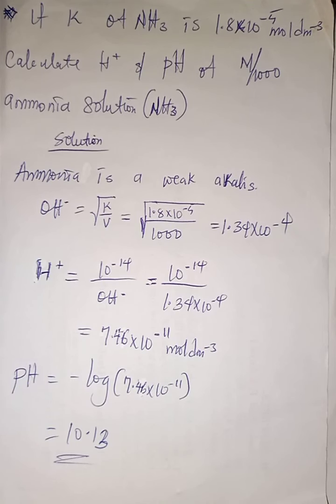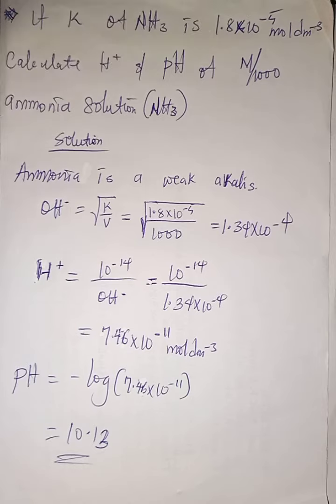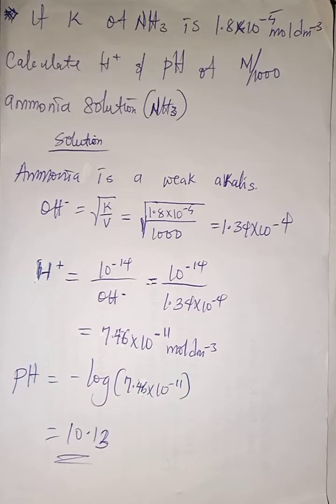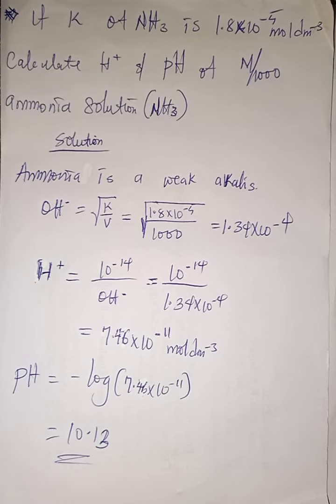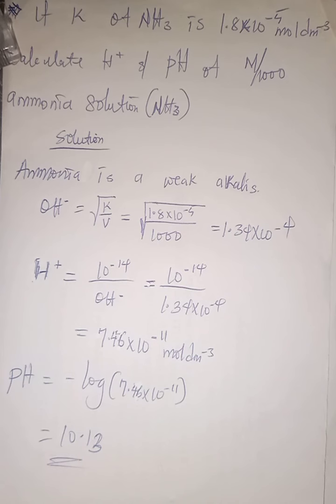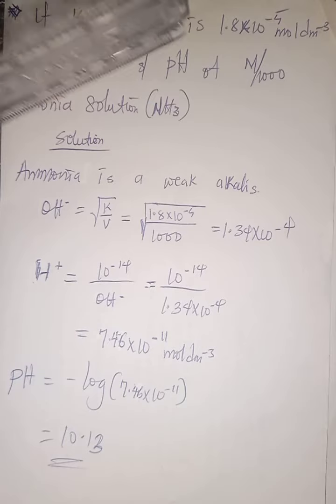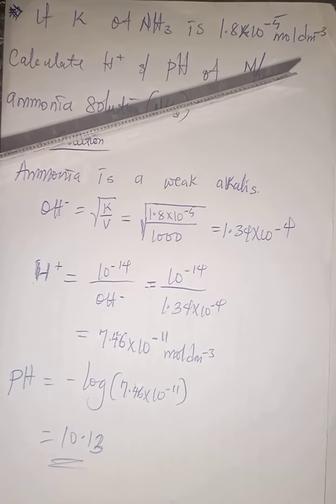Now, another question: if the dissociation constant of ammonia is 1.8 times 10 to the minus 5 mole per dm cube, calculate the hydrogen ion concentration and pH of an M over 1000 ammonia solution, which is NH3. That is the formula for ammonia. Now remember that ammonia is a weak base, so to get the pH, we are going to come from this OH minus to calculate the hydrogen ion concentration for a weak base. The volume is 1000.